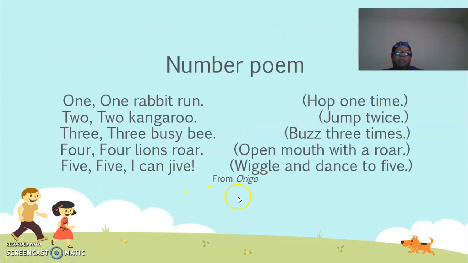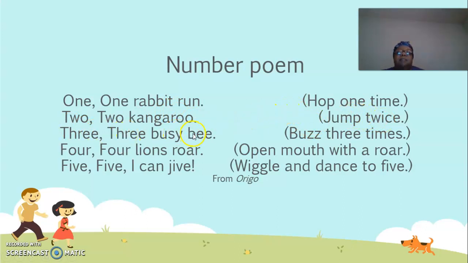Here's a poem from our Origo math program, and you're going to get to stand up and act it out. So go ahead and stand up as I read the poem, and then you can do the movements. 1, 1, rabbit, run, hop 1 time. 2, 2, kangaroo, jump twice. That means jump 2 times.